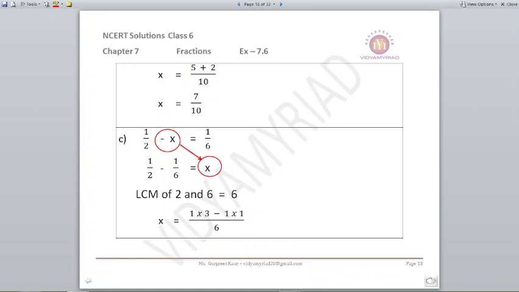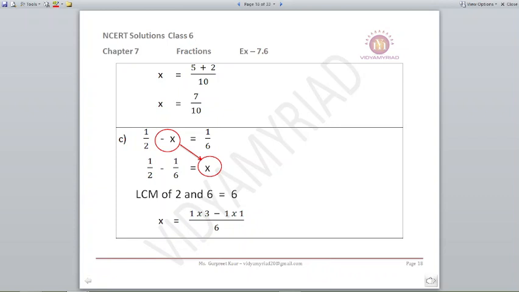Next, 1 upon 2 minus x is equal to 1 upon 6. Now here there are two changes I have made. Minus x is there, I have taken to the other side, it became plus x. Now 1/6 will be taken towards the other side, so it will become minus 1/6. So 1 upon 2 minus 1/6 is equal to x.